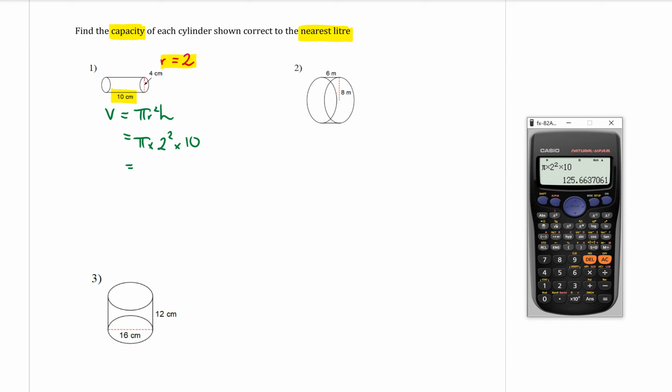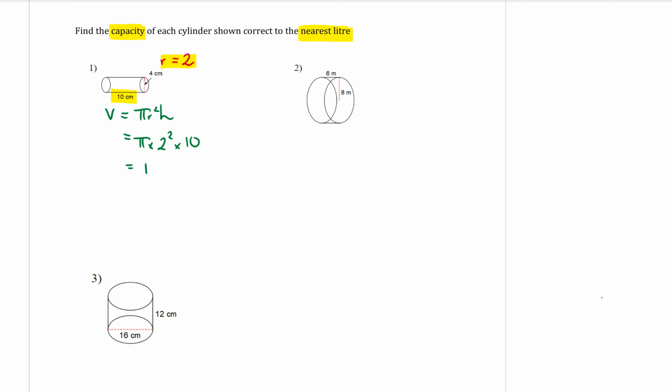Now it says to the nearest litre, but we'll save that rounding for a little bit later because we're not quite finished yet. 125.66. I'm going to put 2 decimal places down for now. Okay, that is centimetres cubed. Now we're not quite finished because remember we want to get to litres. Remember, a centimetre cubed is exactly the same as a millilitre.